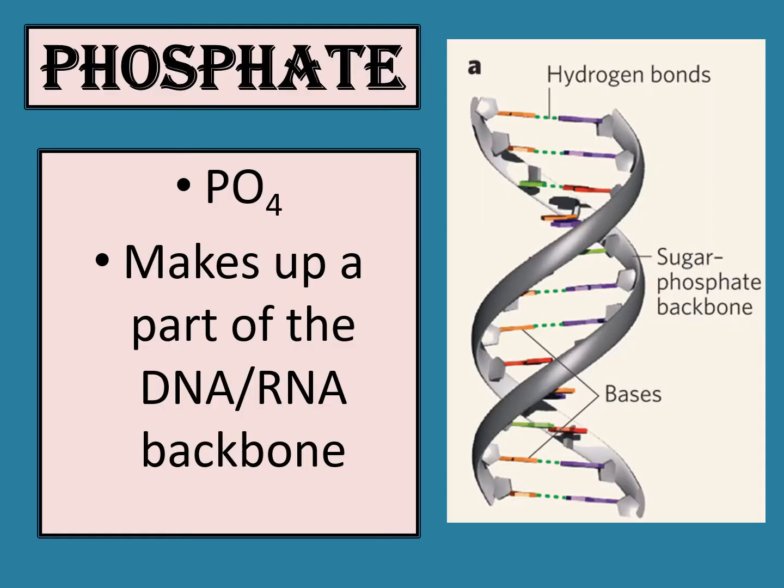So let's look at the phosphate group. Again, the phosphate is composed of 1 phosphorus and 4 oxygens, and it makes up the DNA or RNA backbone. So if you're looking at this image here, the sugar phosphate backbone is the thing in gray, and so phosphate is part of that gray backbone. And you're going to notice that phosphate and sugar alternate in the nucleic acids.